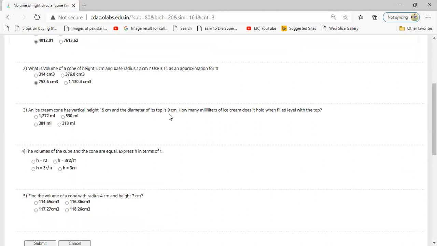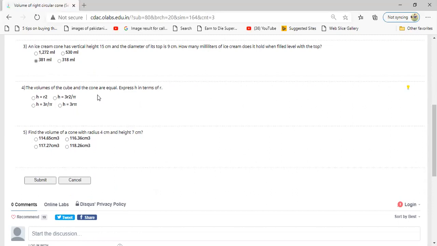Height and diameter of the top. So radius is 3. So 3, 3 is 9. 9 into 15 into 22. Diameter will be 4.5, right? Because 9 divided by 2. Yeah, 4.5 into 4.5 into 15 into 22 divided by 21, or 318 point.